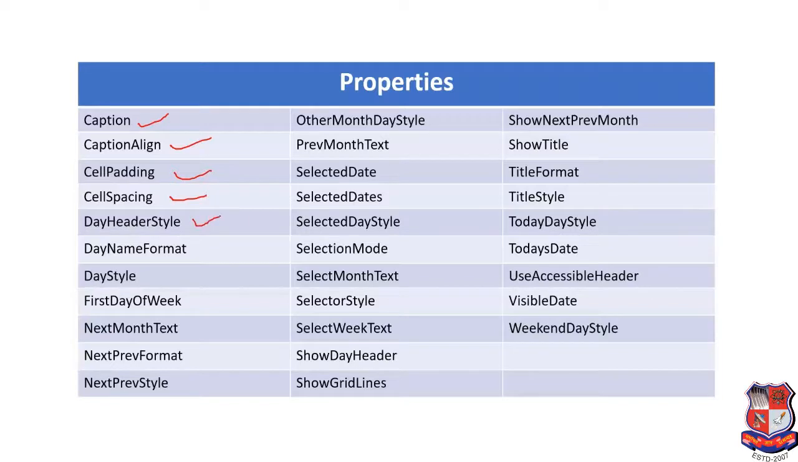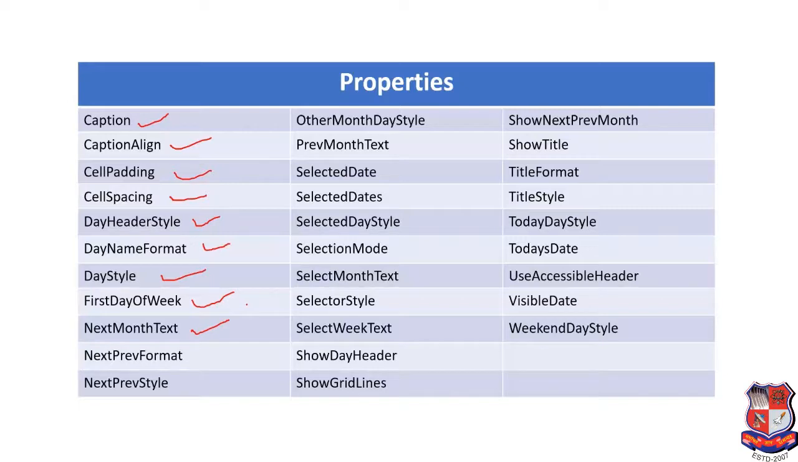Next is DayHeaderStyle. It is used to obtain the style property for the section that displays the day of the week. Next is DayNameFormat. It is used to set or obtain the name format for the days of the week. Next is DayStyle. It is used to get the style property for the days in the displayed month. Next is FirstDayOfWeek. It is used to obtain or set the day of the week to display in the first day column of the calendar control.